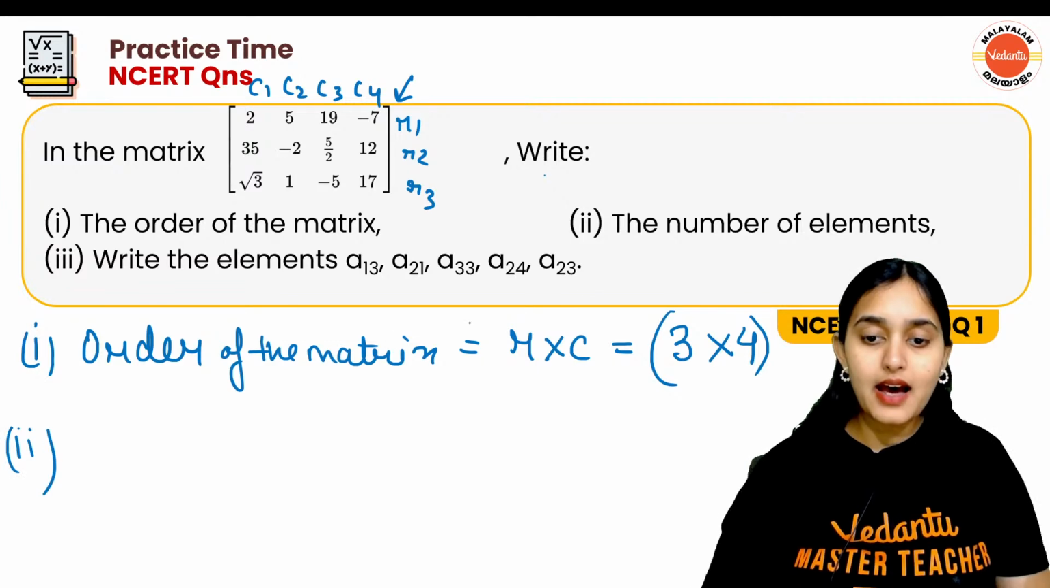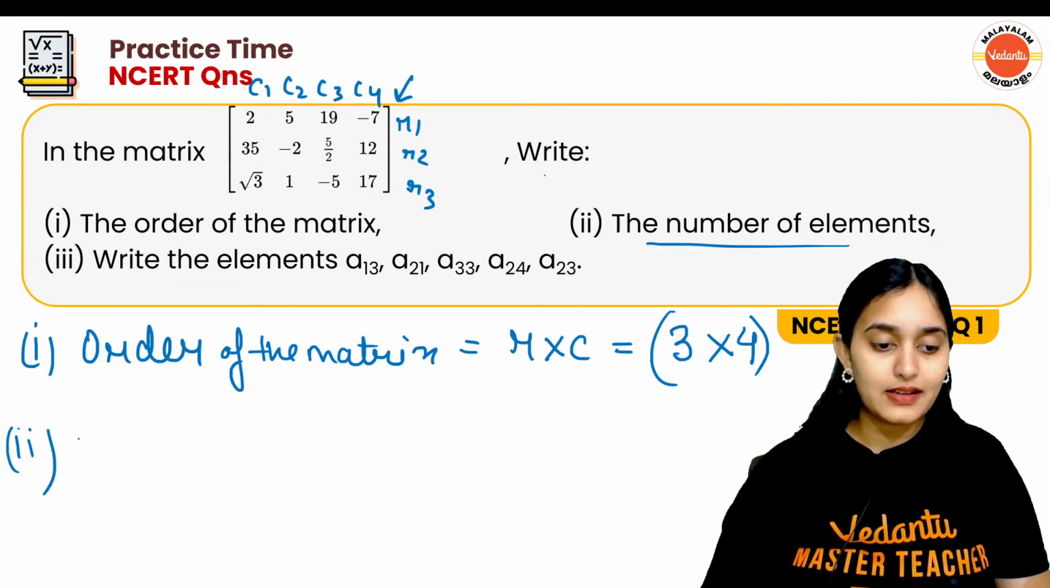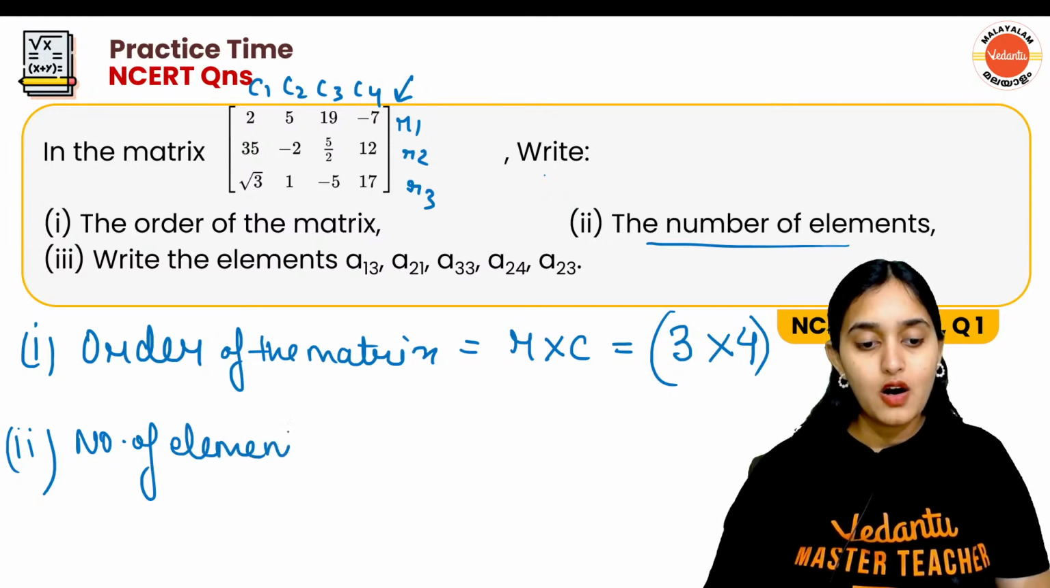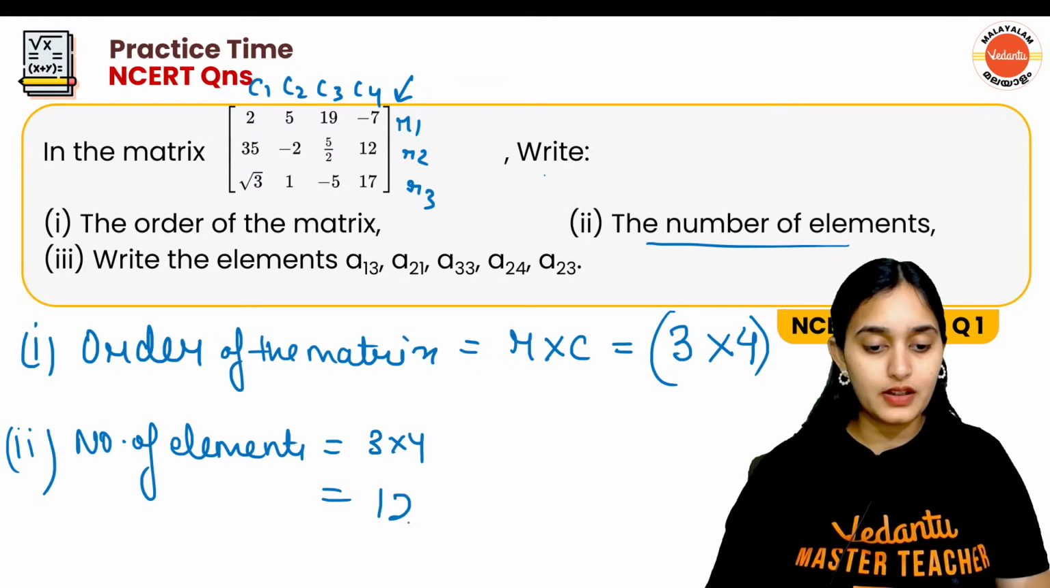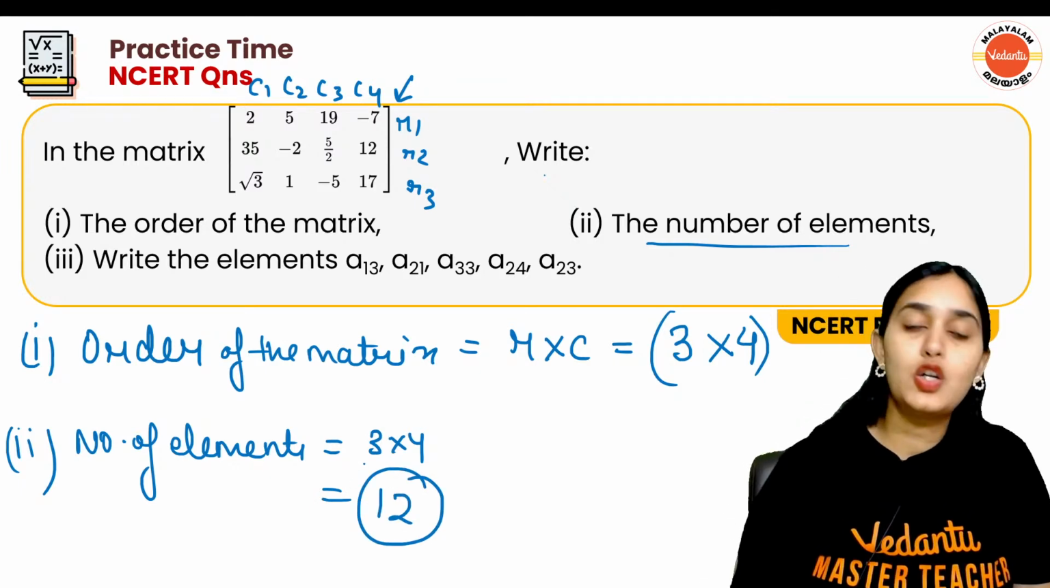Secondly, what are the number of elements? Number of elements of the matrix are 3 into 4. 3 4s are 12. 12 elements.